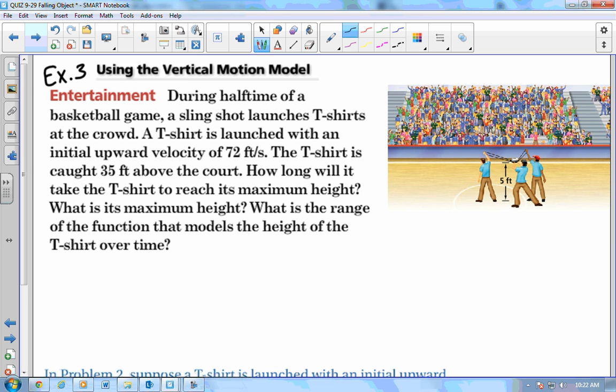During halftime of a basketball game, a slingshot launches t-shirts at the crowd. Have you seen that done before? Yeah? When you launch something, what type of shape does the path of the launch take? An arc, so it's a quadratic. A t-shirt is launched with an initial upward velocity of 72 feet per second. I would probably write that down. The t-shirt is caught 35 feet above the court.